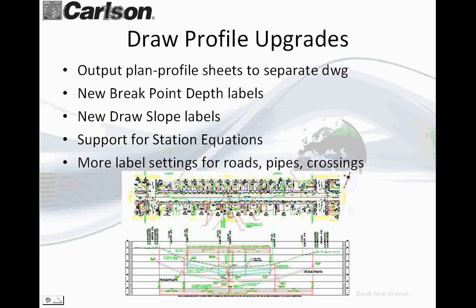Okay, draw profile. This command has probably had more updates than any other single command. Lots of new controls. There's a new option to output plan and profile sheets to a separate drawing, like labeling breakpoint depths. So when you draw more than one profile, you can label the depth referencing the other. Option to label slopes, added support for station equations, and just lots more label settings for roads, pipes, and crossings.